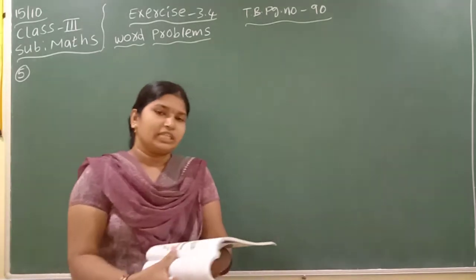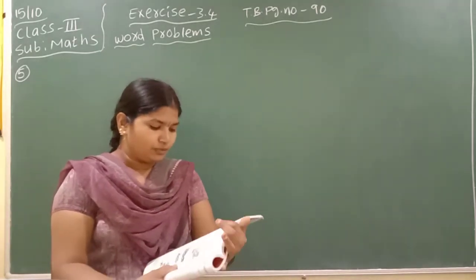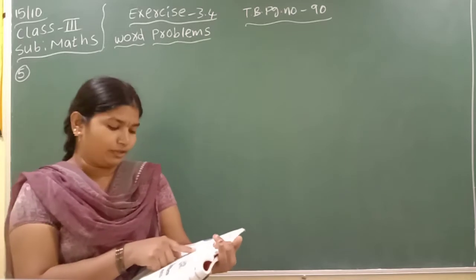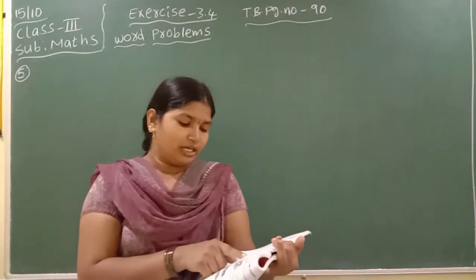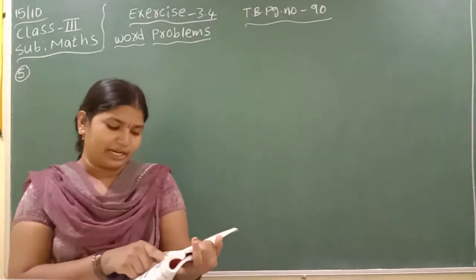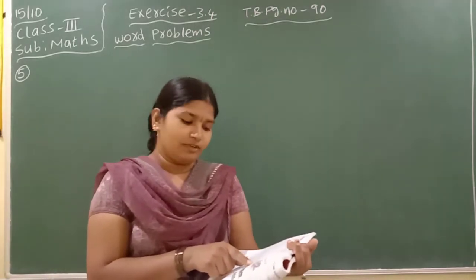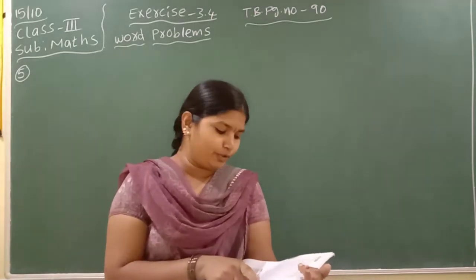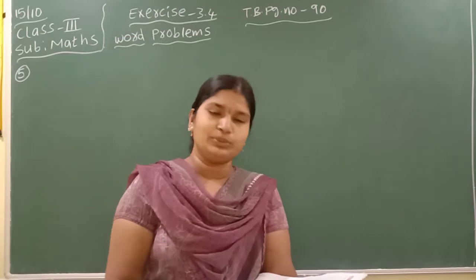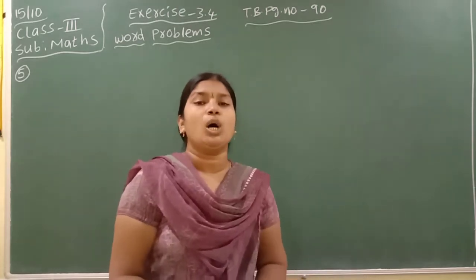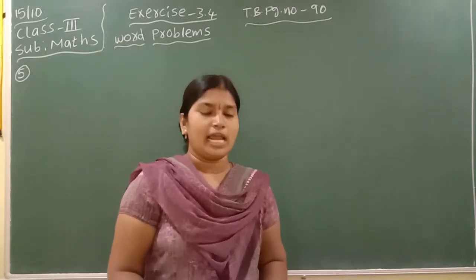Fifth one. Geeta has 4,775 rupees. Shanti has 2,680 and Mala has 1,998 rupees. How much money do they have in all? "In all" is nothing but we have to do the addition.